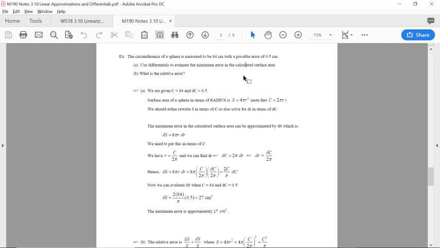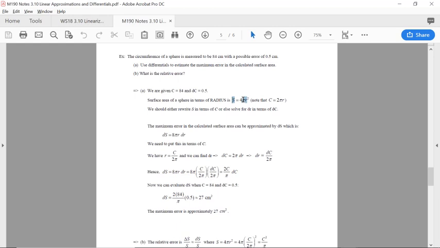That's what we're being asked to do. So in order to estimate the maximum error in the calculated surface area, we could use a differential. We want to compare surface area to circumference. That is, can we find a function where the surface area is calculated with respect to circumference? Well, we have a formula for the surface area of a sphere in terms of radius.